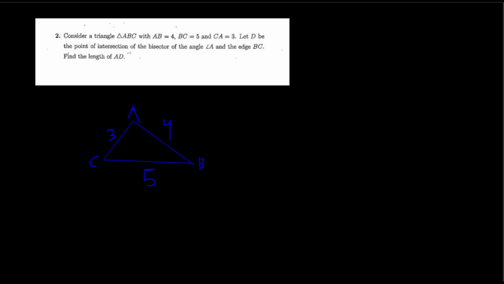Let D be the point of intersection of the bisector of angle A and the edge BC. Okay, so let's draw that. The bisector means to cut exactly in half, and angle A is right here. So if we cut this angle in half, meaning that this side and this side are the same, then we want to find a D. So D is this point here where we've cut that in half. That makes sense? That's the setup. This is the point D, and we want to find AD, the length of this line.